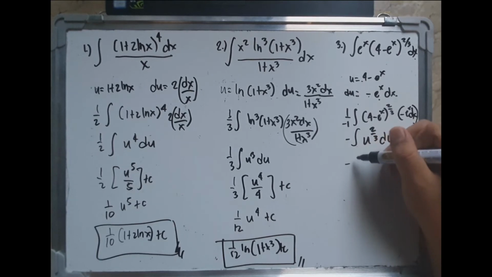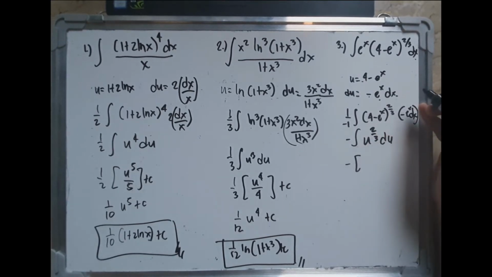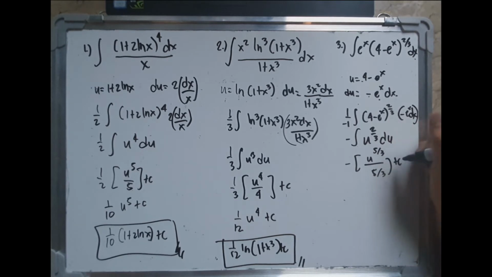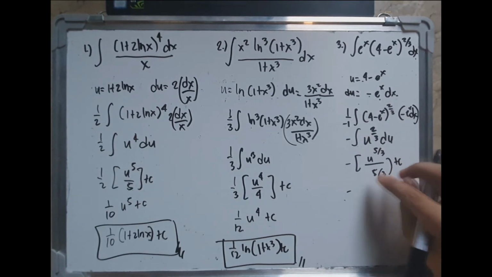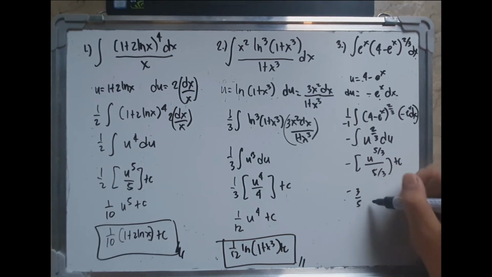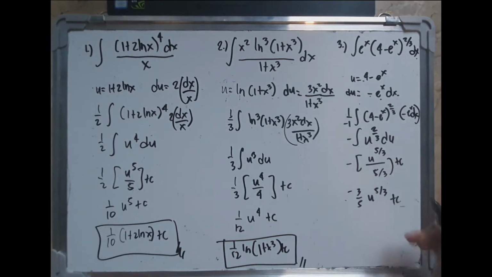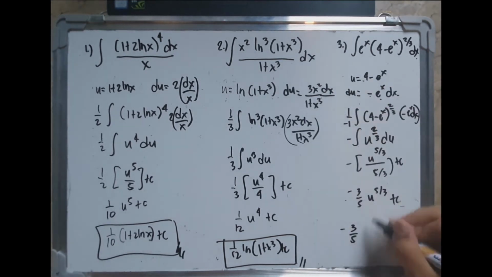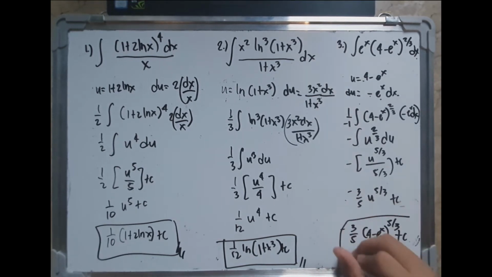So we have integral of u raised to the power of 2/3, that is u raised to the power of 5/3 over 5/3 plus c. Now we shall have negative. Take the reciprocal of 5 over 3, that is 3 over 5 u raised to the power of 5/3 plus c. So now we have negative 3/5 the u as 4 minus e raised to the power of x raised to the power of 5/3 plus c as our final answer.